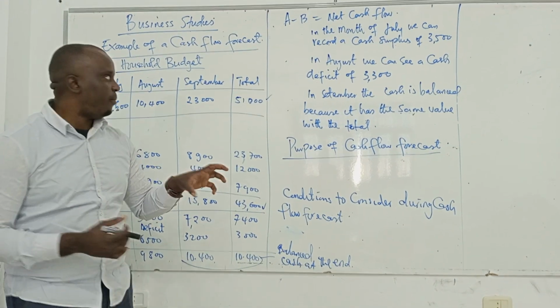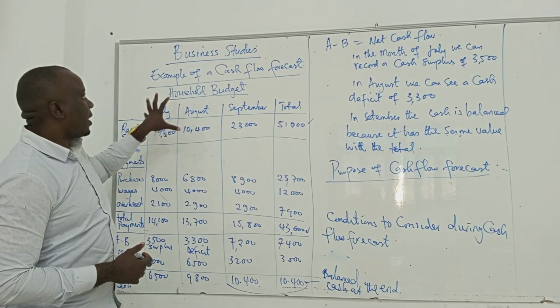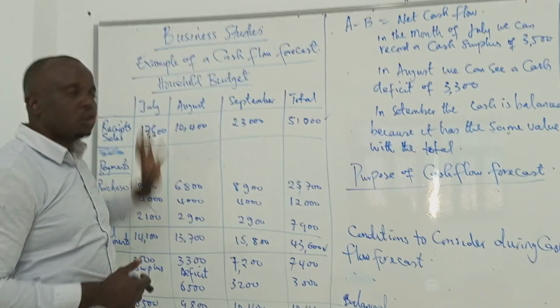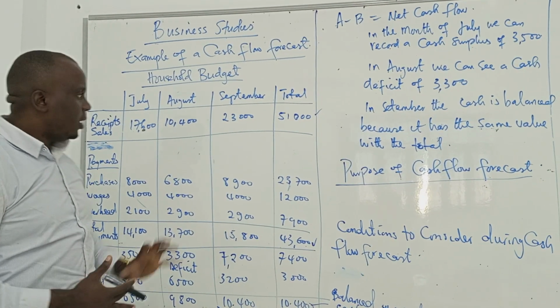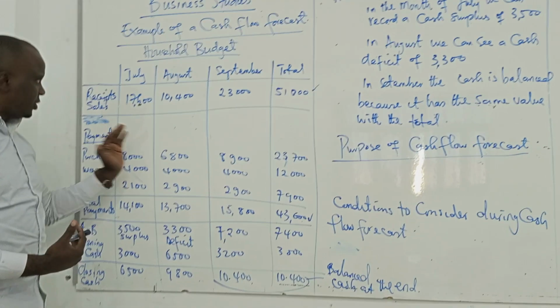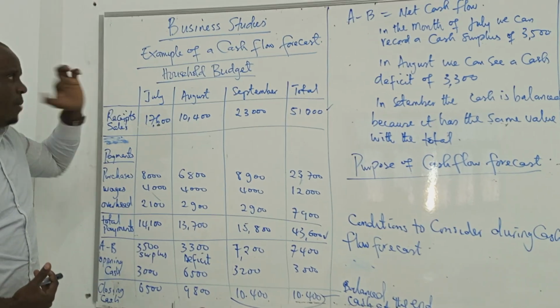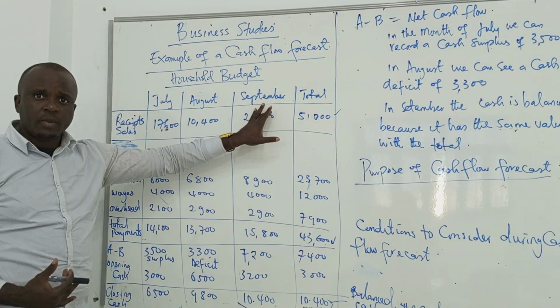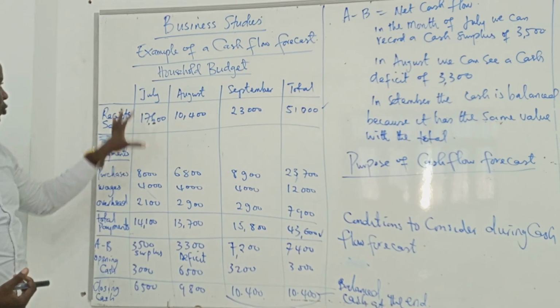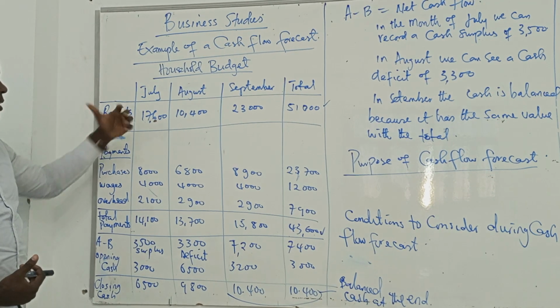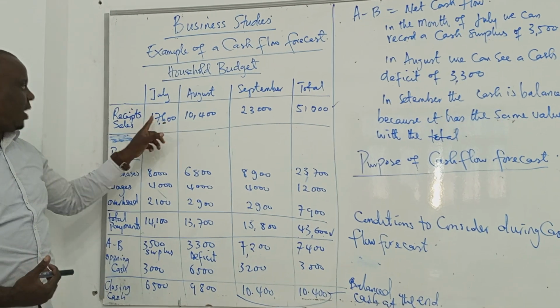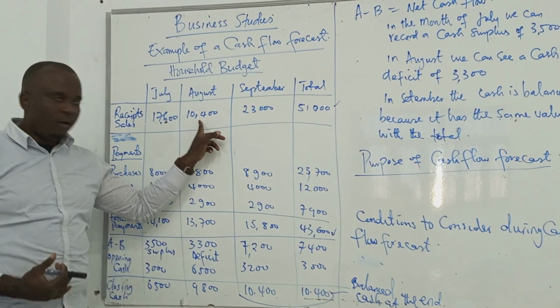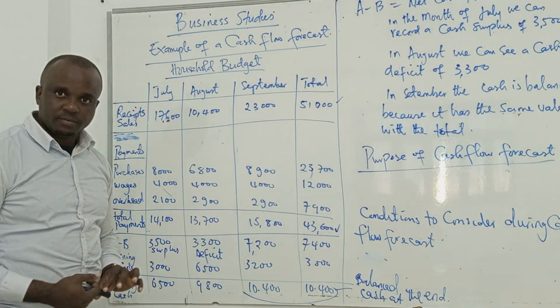So I bring you an example of a cash flow forecast of a household. Now, when you look at this chart, you will see that they have made a plan for July, August, and September. And when you look at the first part of the chart, you will see that the sales, that means the expected income, in July is 17.6, in August is 10.4, and in September is 23,000.